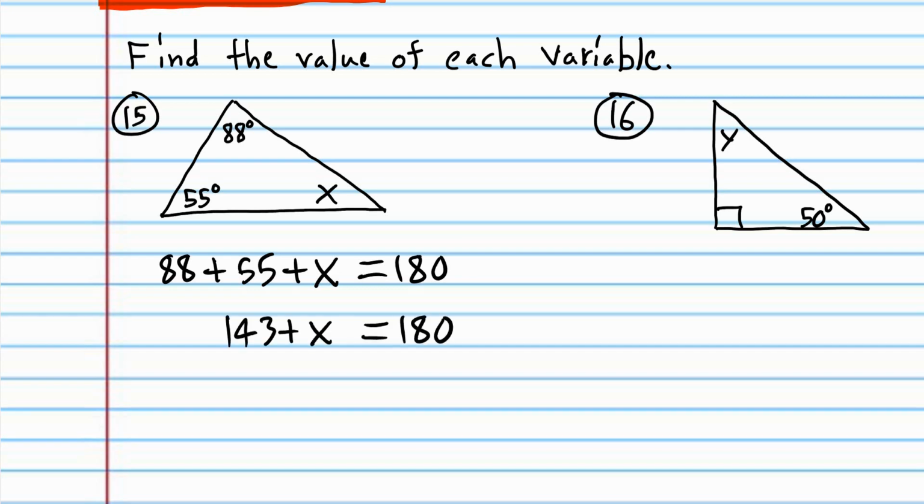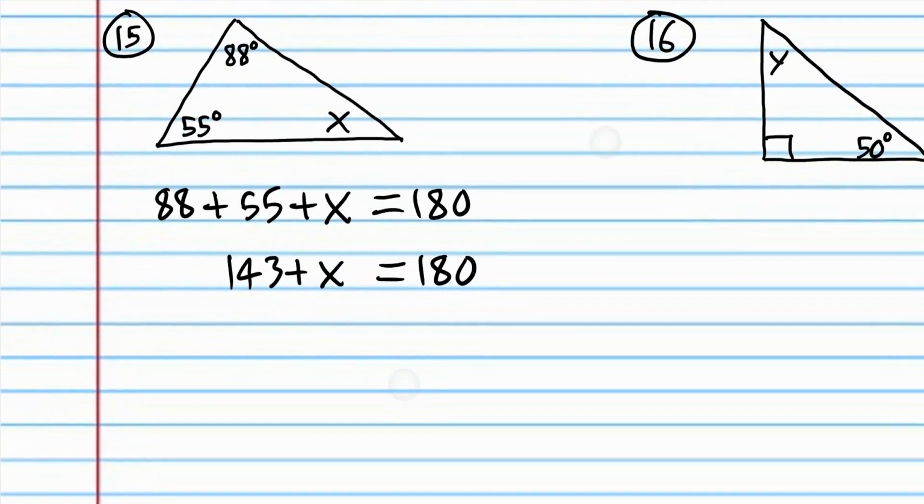simplify first. A lot of students will try to take this and put it on the other side of the equation, or they'll try to take 55 and put it on the other side of the equation. Before you do that, add these up, because it just makes it a lot easier to simplify the sides of the equation before you start putting things on other sides of the equation. So now we're just going to subtract 143 from both sides of the equation, and we get 37 degrees.